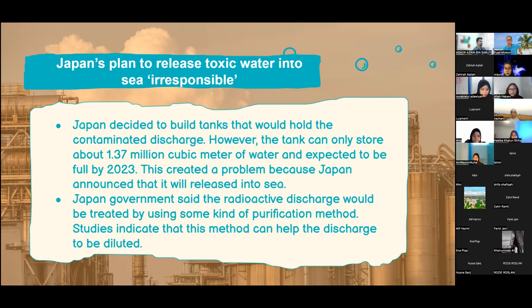But in that same study, they also discovered that 1 liter of radioactive discharge will need 254 liters of clean seawater to be diluted. And everybody knows how long radioactive discharge needs to reach its half-life. But in this study, they found out that for it to be diluted, it will only take 30 years to be completely diluted.